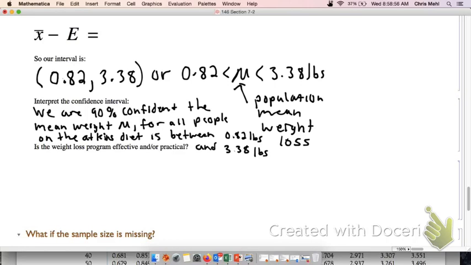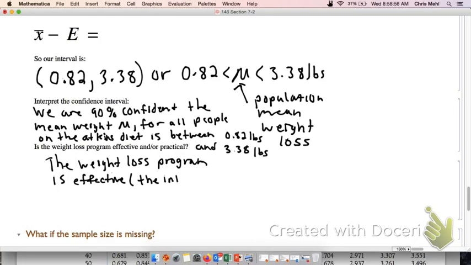So the next piece then is using that confidence interval to determine if the weight loss program is effective and/or practical. Okay, and what I would say is the weight loss program is effective. There was positive weight loss, right? Both of your confidence interval limits were positive, right? Which is basically saying the interval does not contain 0.